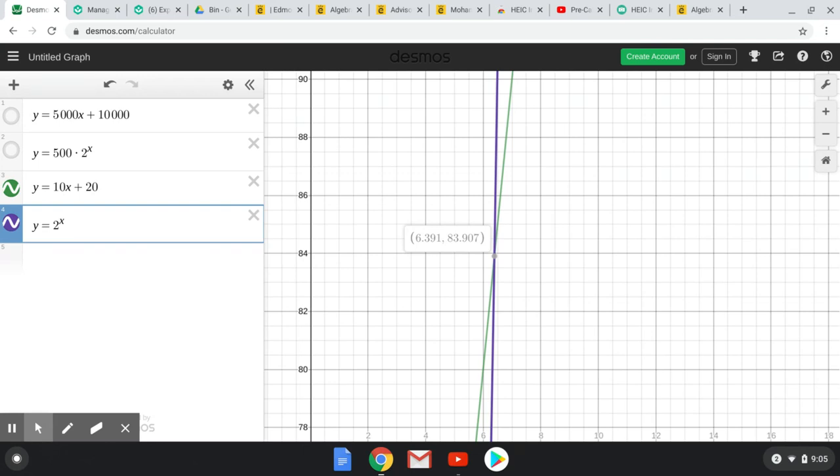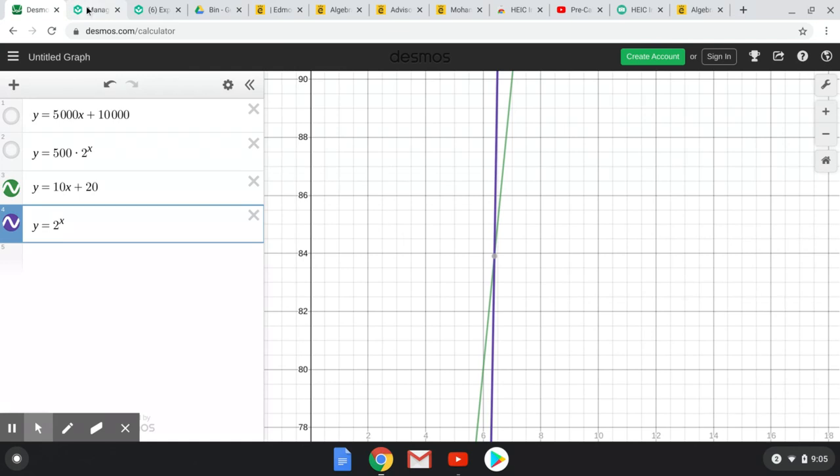So I divide everything by 500 and I have a much easier graph to work with, and I still get the same answer. It's still between 6 and 7, which means the first month where B is bigger is going to be the 7th month. So 7 would be the answer to this.